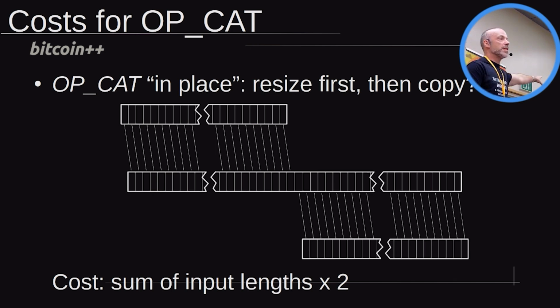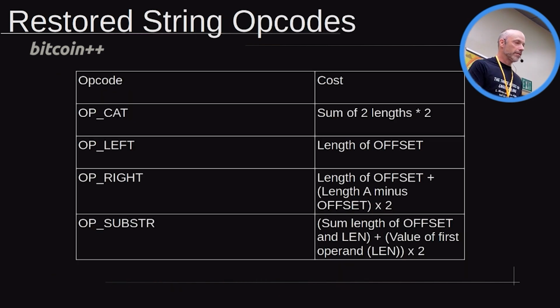Remember, you're always allowed to beat the model. You can do smart things in certain cases and completely outstrip the model. That is fantastic. You're doing really well. Faster is always better. But you can't make the worst case worse. Okay. Let's do the other string opcodes while we're here.